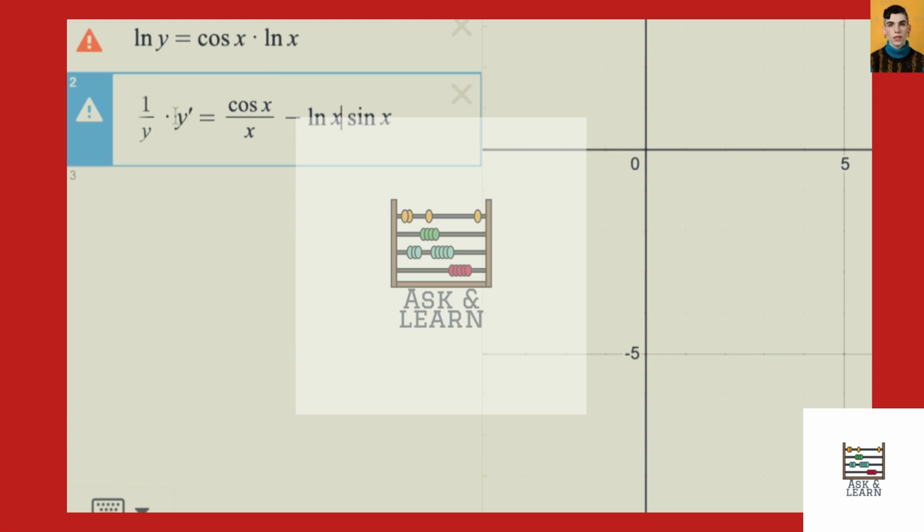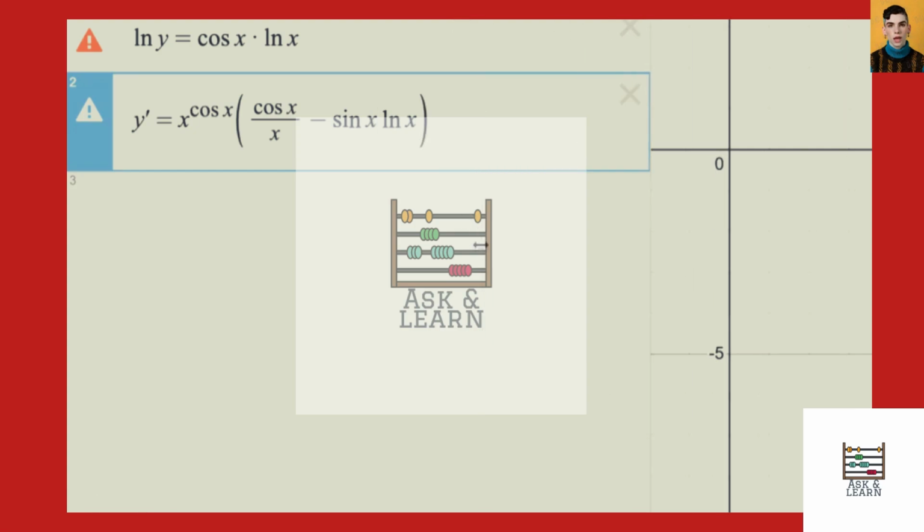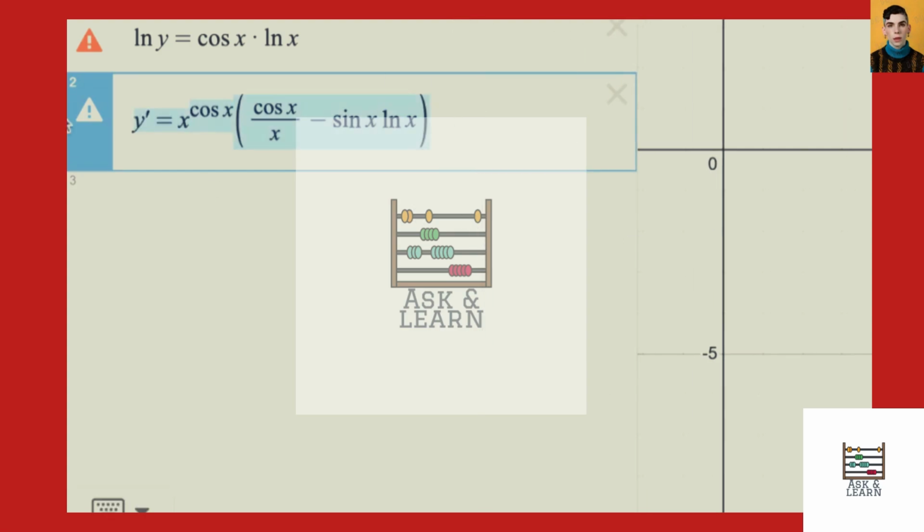And then lastly, we want to multiply by y on both sides. So out here will be y, but we know that y is x to the cosine x. So thus we have our final answer like this, and we can even move the sine x depending on where we want to write it, but it ultimately means the same thing. So this right here will be our final answer using implicit differentiation, derivatives of logarithms, so on and so forth.